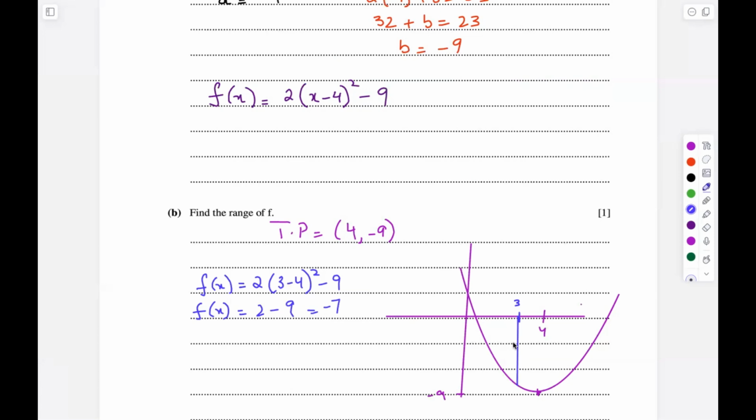Now, as x is less than 3, we can see that the graph will always be going upwards for x less than 3, and the value at x equals 3 is minus 7. So we can say that f of x will be greater than minus 7.